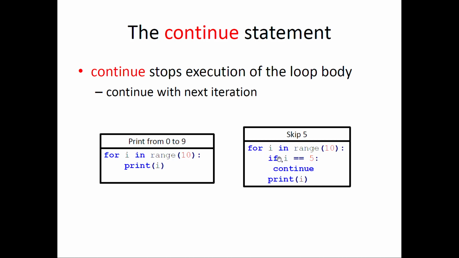So when i is equal to 5, it gets in here, it will not print 5, it will go to 6 and print 6. So technically we'll have 0, 1, 2, 3, 4. We get to 5, we skip 5 because continue is there, then 6, 7, 8, 9. That's how it will work.